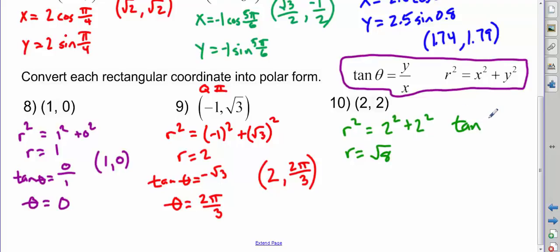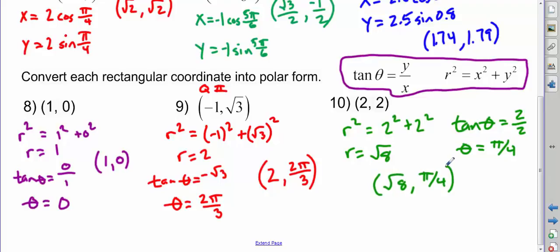Our angle that we would use for theta, tangent of theta, is 2 over 2, which is 1. That's right in the middle of the first quadrant, pi over 4, and that makes sense that 2 and 2 would be in the middle of the first quadrant. So our ordered pair is r comma theta, and in this case that would be square root of 8 and pi over 4.